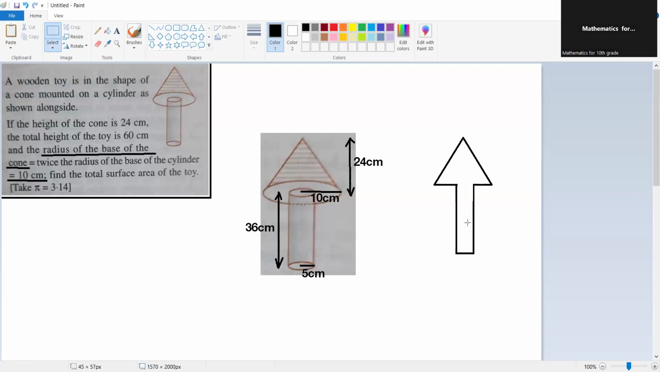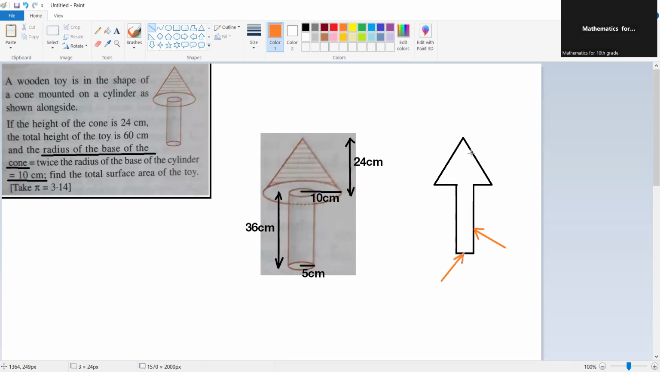This is the toy. Now, if we notice, we want to calculate the surface area total. The cylinder, we have the curved surface area and also just one flat surface area. The other flat surface area is gone because it merges with the cone up. So we have one curved surface area. We have one flat area.